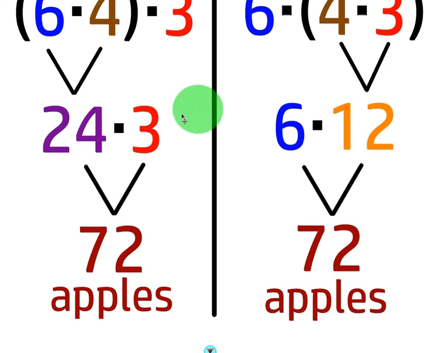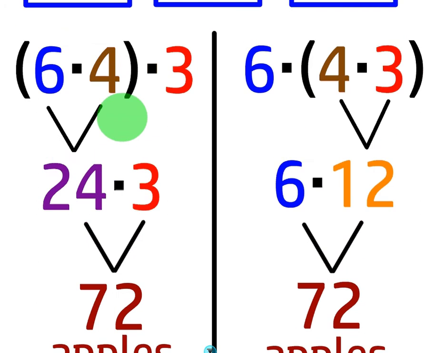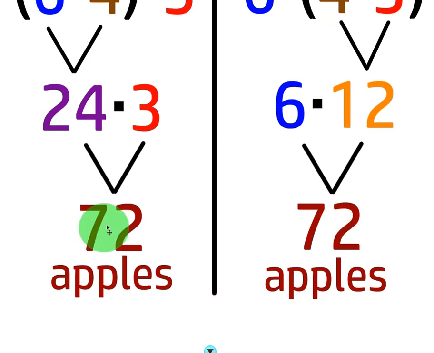So again, it doesn't matter whether you figure out how many baskets there are first and multiply by apples in a basket, or figure out how many apples are in a truck and multiply by the number of trucks, you still get 72 apples. Again, two ways to figure out exactly the same problem.